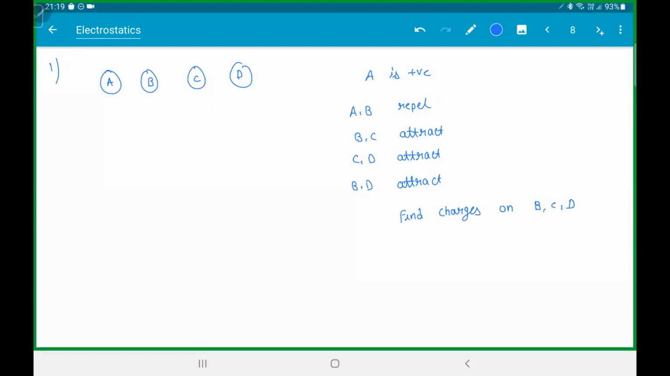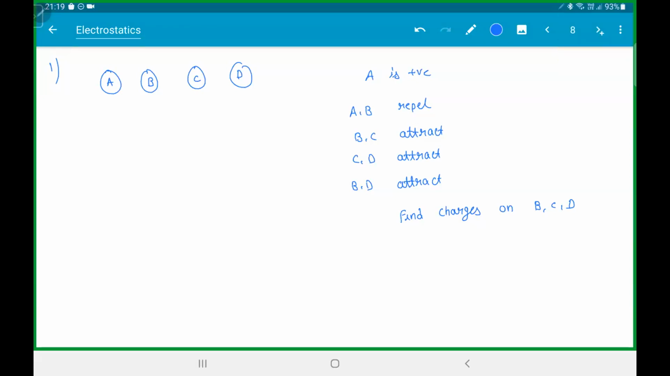Let's get this. Easy one. Sir, positive on B, C is negative, D is negative. Which is negative? C and D. But then how will C and D attract? Or if B and D are positive, they don't attract. Is it possible that none of the B, C, D are charged?